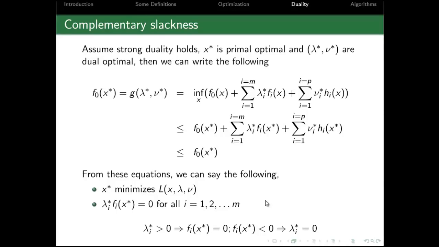So this is known as complementary slackness, that is, either lambda i star should be equal to 0 or f i of x star should be equal to 0 when strong duality holds.